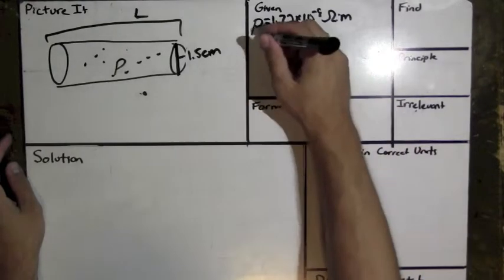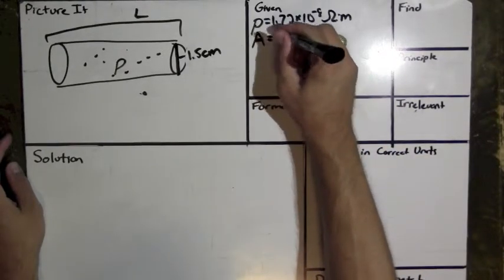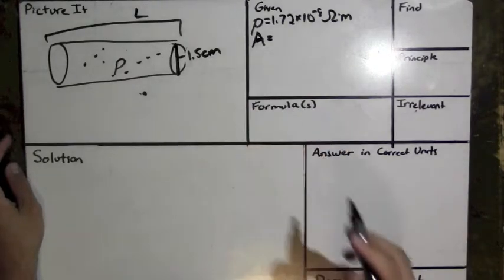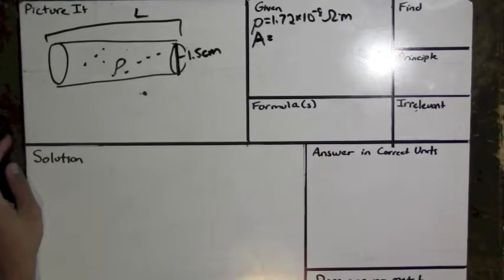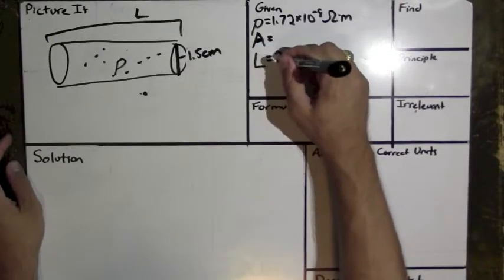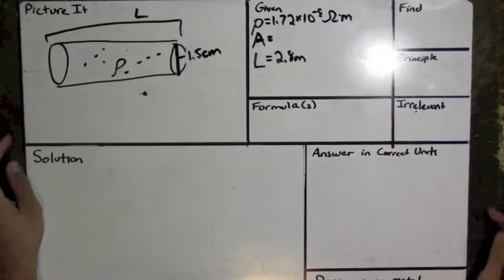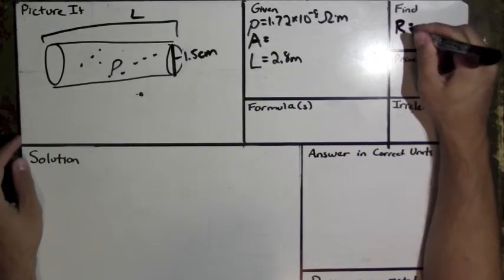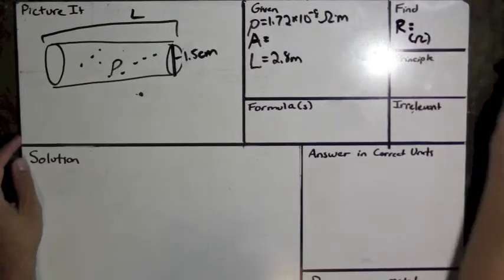Now, I do know that I need to know the area in order for it to be functional in this particular equation. So I'm going to just leave that for now. We'll get back to that in a minute. And it says it's 2.8 meters long. So you have L is 2.8 meters. I'm trying to find the resistance of the wire. The resistance should be in ohms. This is the Greek letter omega.